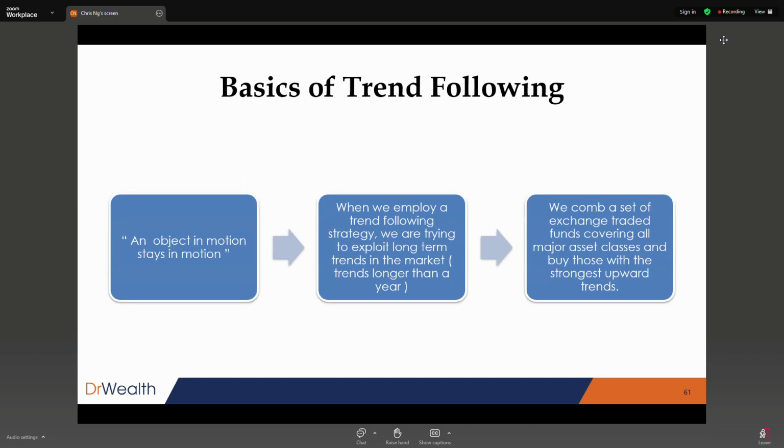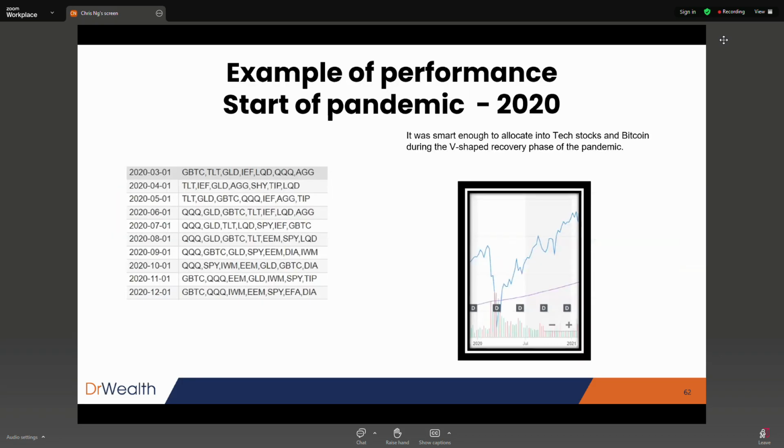And the fundamentals are like Newton's law. An object in motion stays in motion. So when we are employing a trend following strategy, we're trying to exploit long-term trends in the market. We comb a set of exchange traded funds covering all major asset classes. We buy those with the strongest upward trends. So that's the basic basis of trend following. And how does it work?